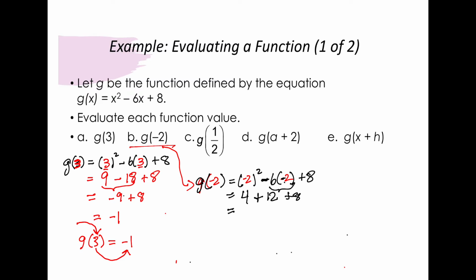So that's a bunch of addition. 4 plus 12 is 16, and then 16 plus 8 is 24. So the g of negative 2 is 24. Again, my input of negative 2 gave me my output of 24. Fun, fun, fun. Let's do one more here.